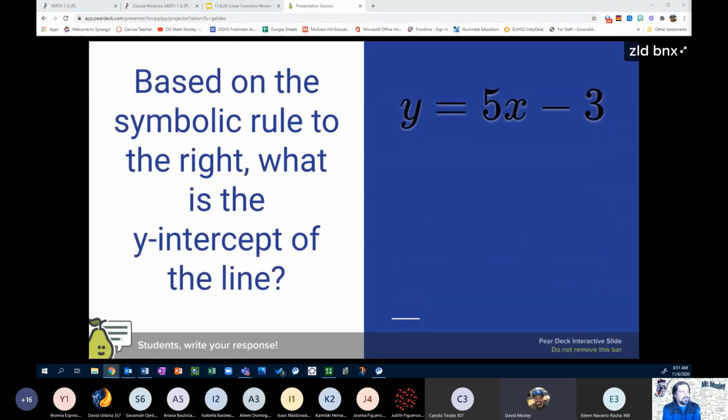Based on the symbolic rule to the right, what is the y-intercept of the line? Again, please write your answer as coordinates.